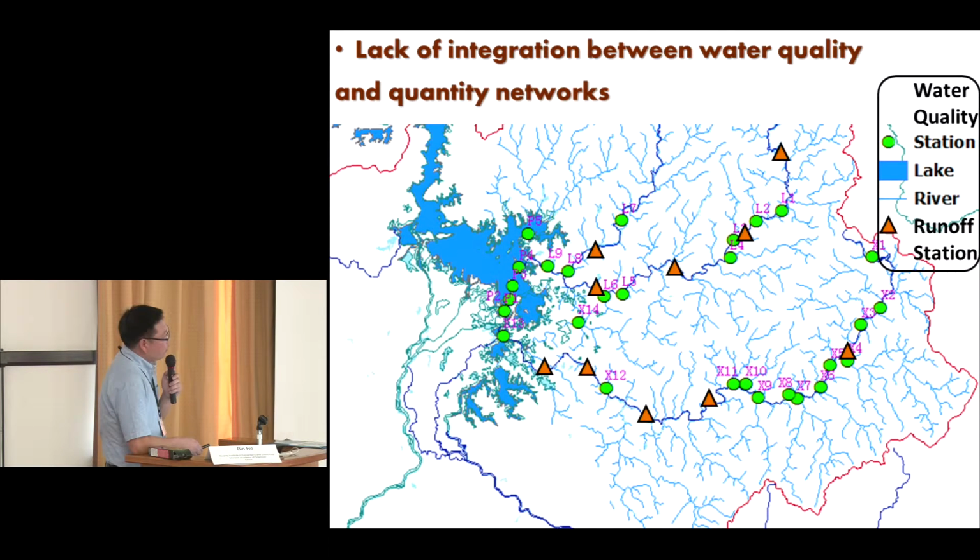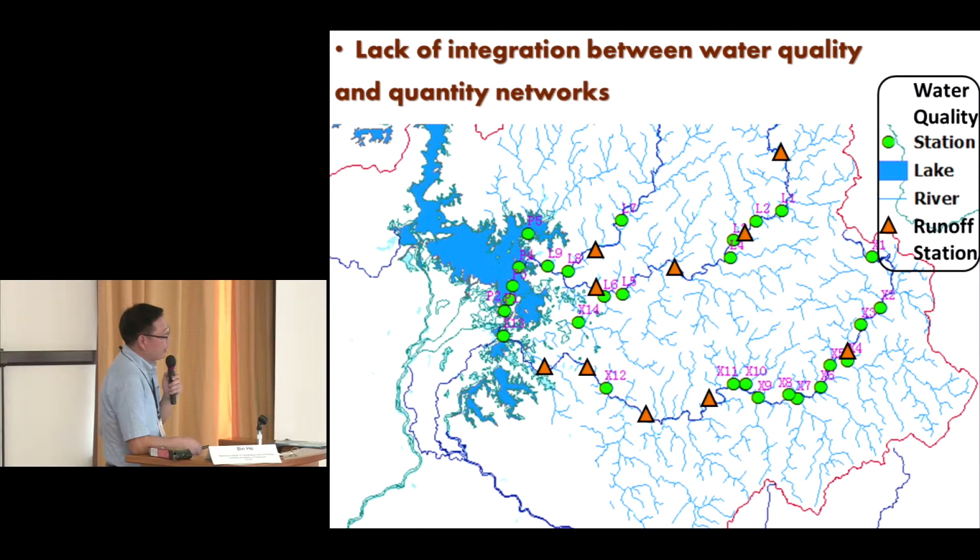So as we know, we can see this is the river network. Here is the runoff station. This is the water chemistry station, the water quality station. In most places, the water quality station and the water quantity station are not in the same place. They are not combined, as they are in different departments. So the committee has to communicate to get data and to build more.